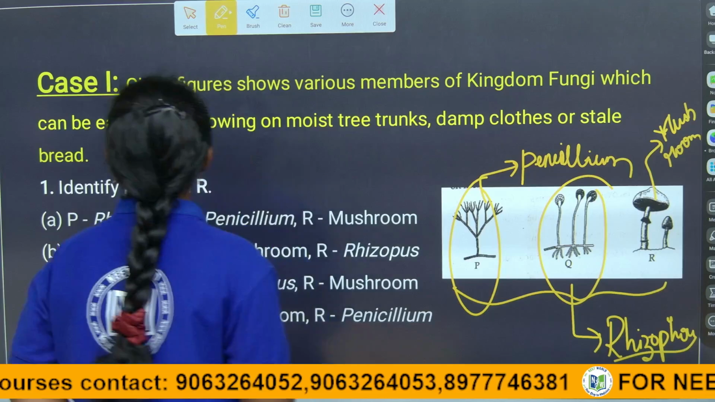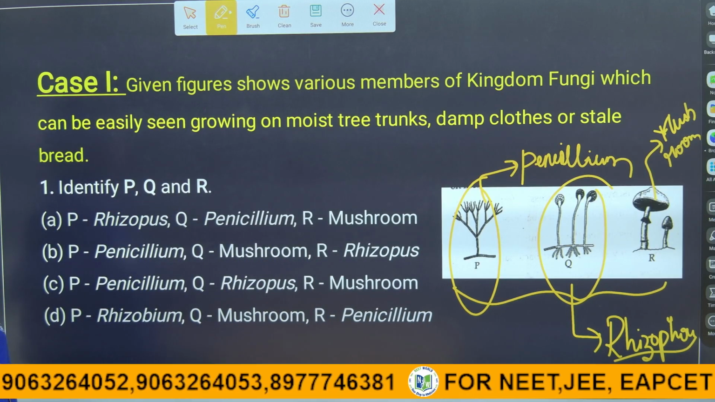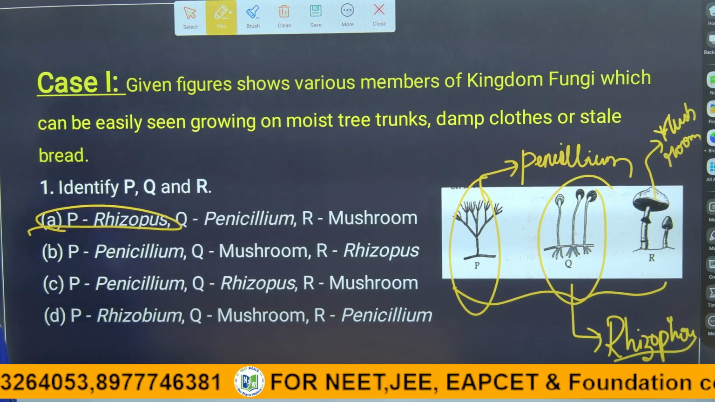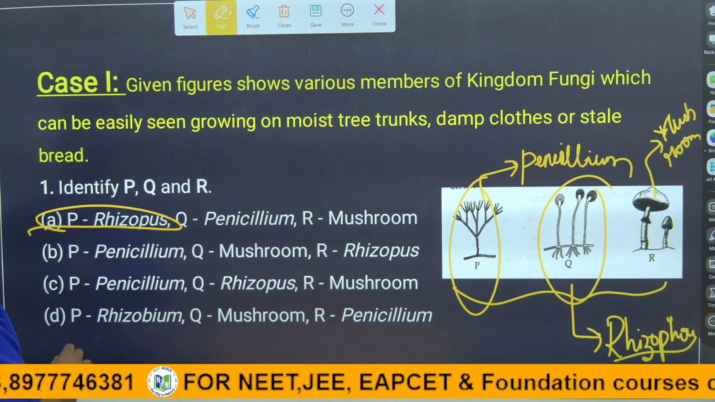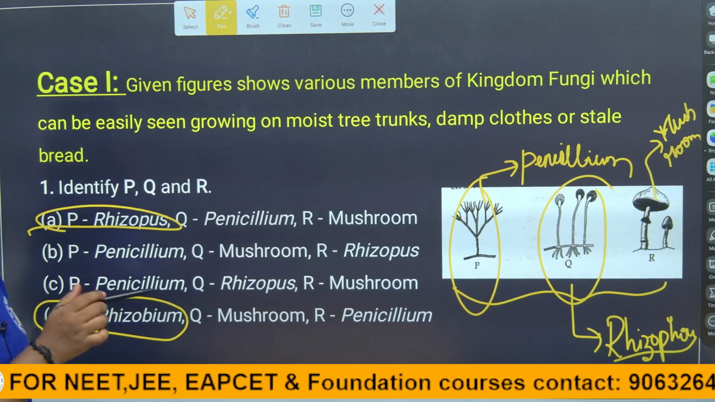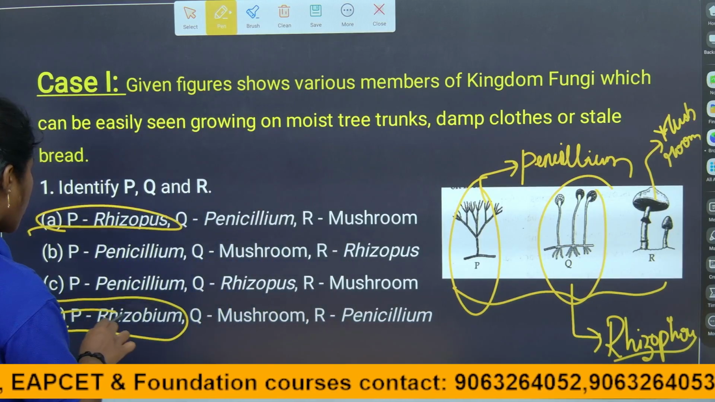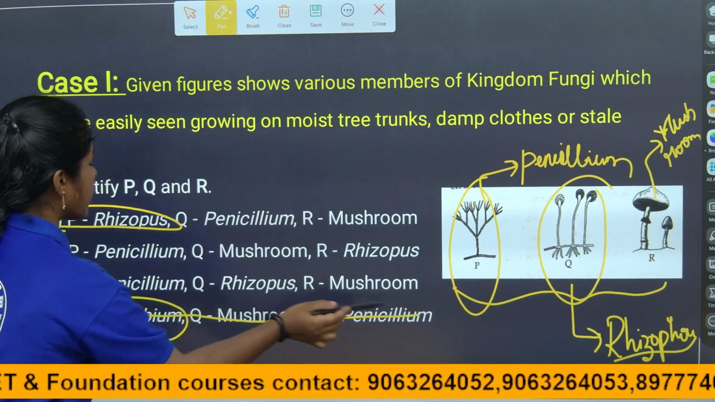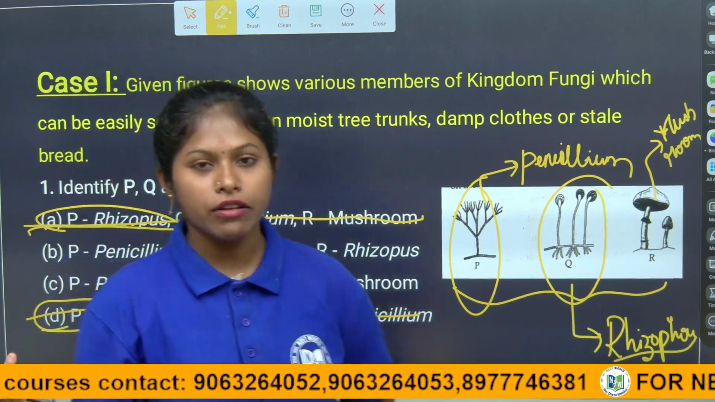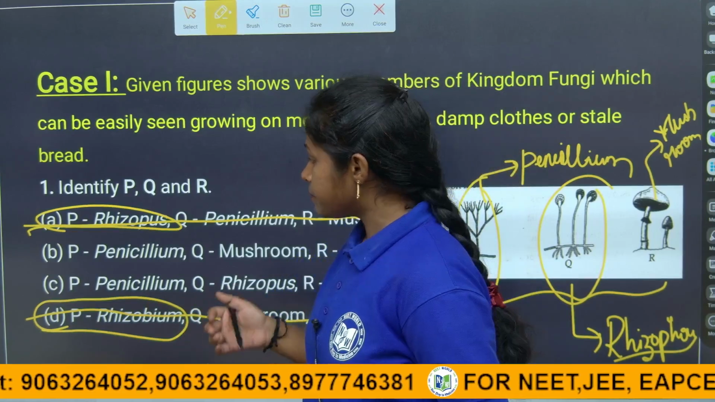See here the answer. The first option is given as P is rhizopus. Is P rhizopus, children? No, P is not rhizopus, so the first option is wrong. In another option, rhizobium is given. Rhizobium is a bacteria, and here they have given fungi, so that option D is also directly wrong. This is how we have to eliminate the options of the given question, children, because if you eliminate the options, it is quite easy to choose the right answer.